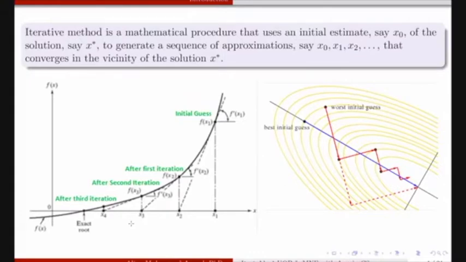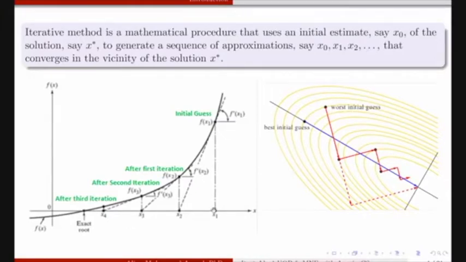Our work has to do with iterative algorithm. And when we say iterative algorithm, we simply mean a mathematical procedure that uses some estimate of the solution. So using the estimate of the solution, we generate some sequence of points with the hope that those sequence of points will converge within the neighborhood of the solution. So when we have this type of situation, we call that method iterative algorithm.